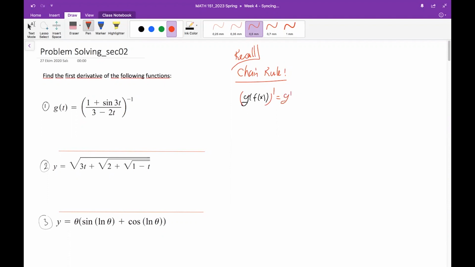You start with the most outer function. Here, the most outer function is G, right? You start by taking the derivative of it, and then you write whatever function you see inside. You don't touch it. And then, according to the rule, you need to keep multiplying with the derivative of this inside function, like that. This is what we call the chain rule, and it should be applied to find G prime in the first example.